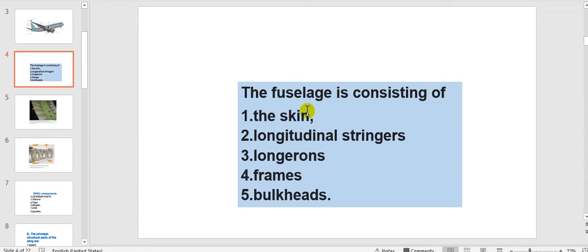So the fuselage consists of skin, longitudinal stringers, also called longerons, frames, and bulkheads. Frames and bulkheads are semicircular, but the bulkhead is stronger and can take more stresses or more loads than the frames. The skin is outside here. I will show you here.